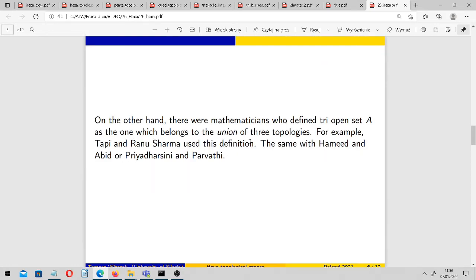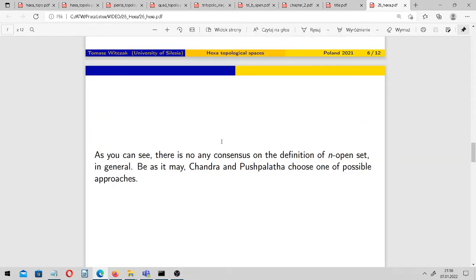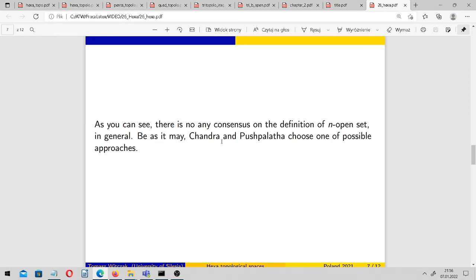On the other hand, there were also mathematicians who defined a 3-open set analogously to these definitions from quad and penta and hexa topologies, namely as the one which belongs to the union of 3 topologies, so which is open at least in one of them. For example, Tapi and Ranu Sharma used this definition, and the same with Hamid and Abid, or Priyadarsini and Parvati. As you can see, there is no consensus on the definition of an open set in general.